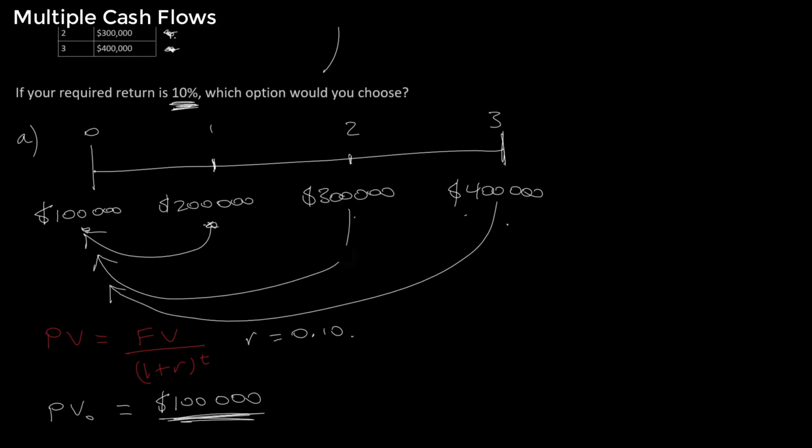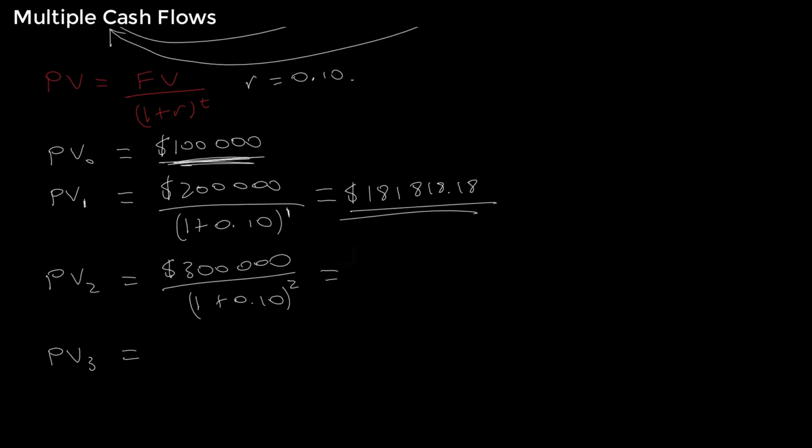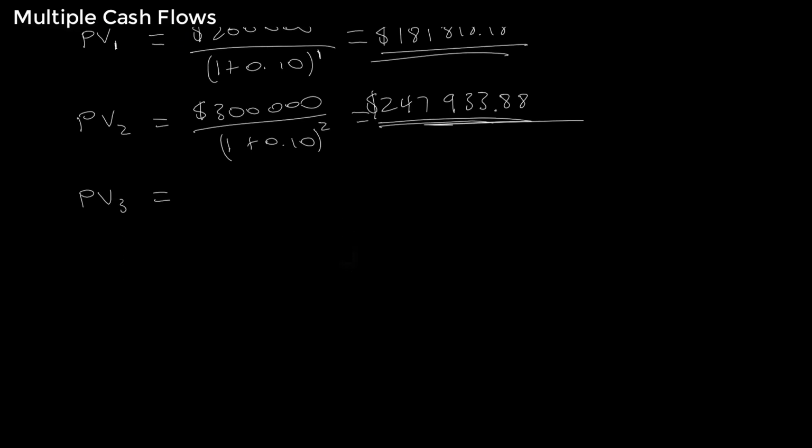So if we go back to our timeline, you see we received the $300,000 in year 2, and to discount it back to the present time, so year 0, we need to bring it back 1, 2 years. Okay, and if you evaluate this term here, you get $247,933.88. Let's now repeat it for the present value of the cash flow received in year 3. So we received $400,000 in year 3. So divide that by 1 plus 0.10, taken to the power of 3 because we received it in year 3, which means we need to discount it back 3 years.